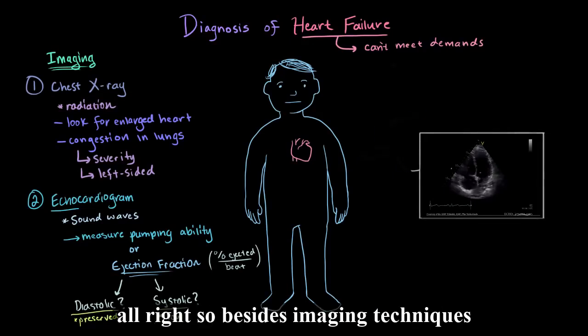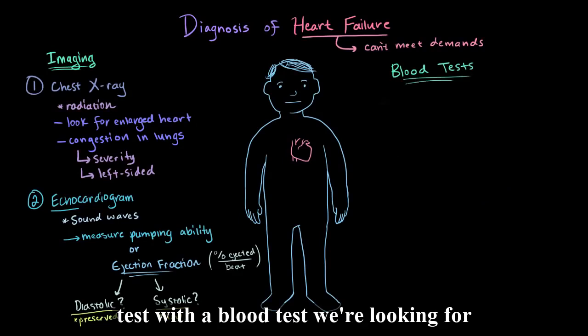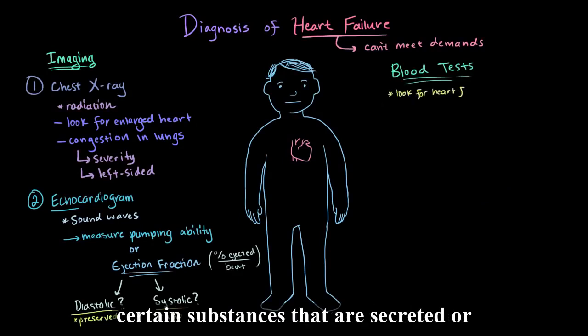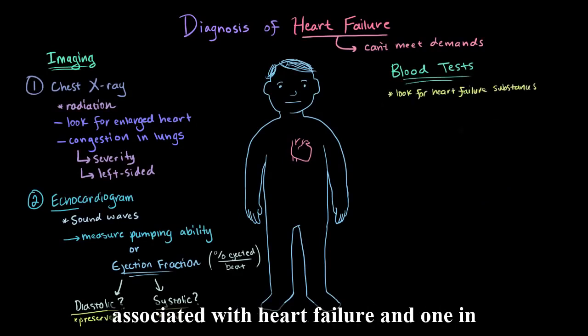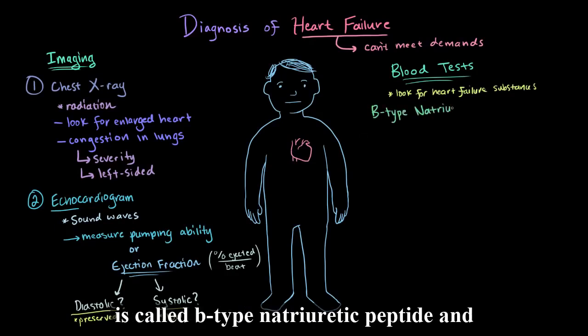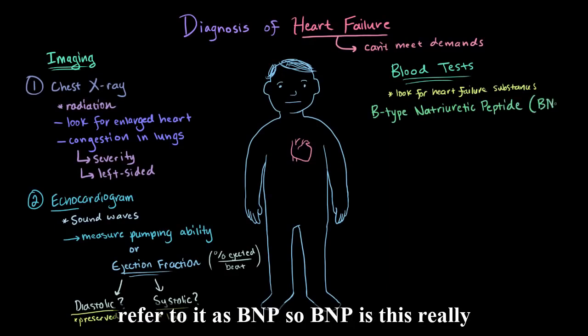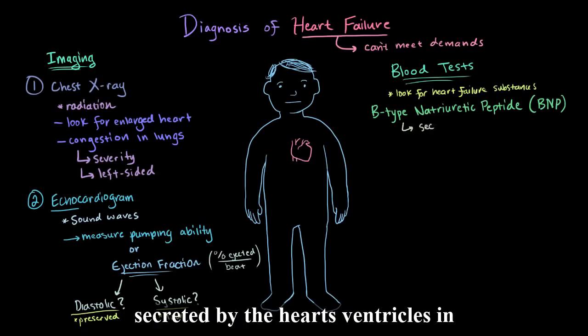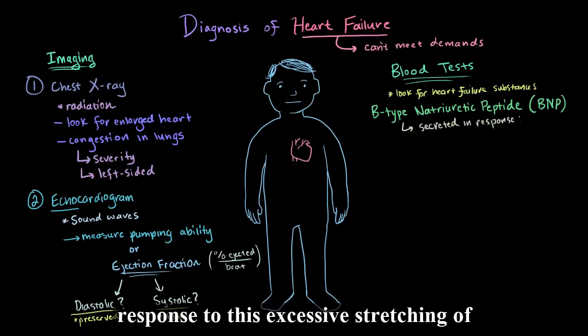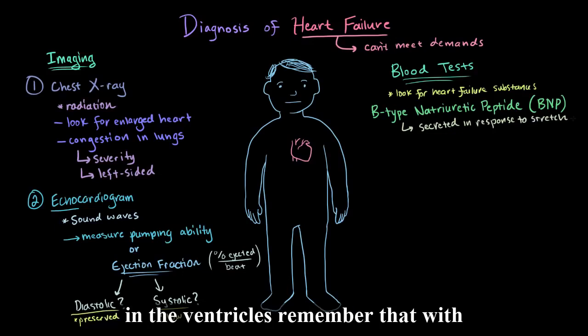Alright, so besides imaging techniques, another thing we can look at is the blood test. With a blood test, we're looking for certain substances that are secreted or associated with heart failure. And one in particular that we're going to focus on is called B-type natriuretic peptide. And that's a mouthful, so I'm just going to refer to it as BNP. So BNP is this really important indicator because it's secreted by the heart's ventricles in response to this excessive stretching of the muscle cells and changes in pressure in the ventricles.